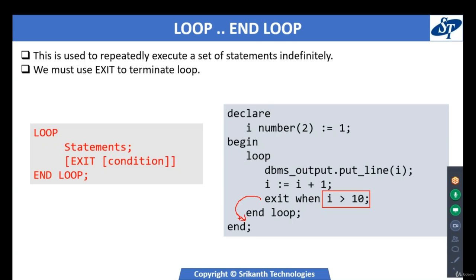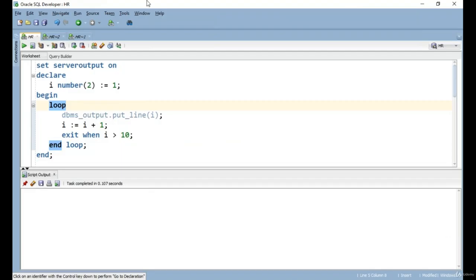Terminating the loop means coming out of this loop, at end loop. And we resume execution after that loop. In this case, there is nothing after the loop, but if you have any, that will be executed. So this is the first looping structure available. Let us see how to run it.